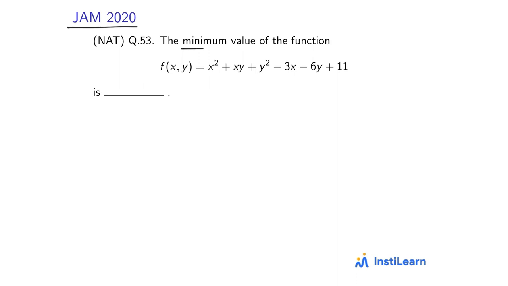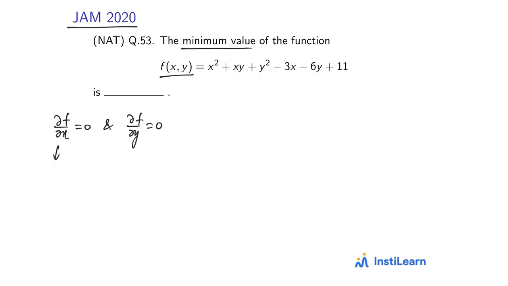And we need to find the minimum value of this function. To find the minimum value of this function, we need to find the point of minima, and to find the point of minima, we first need to find the critical points. So let's find the critical points by putting the first derivative to be 0: del f by del x is 0 and del f by del y is equal to 0.